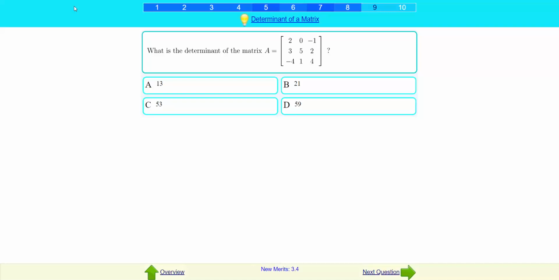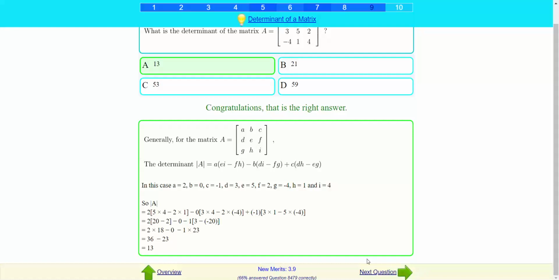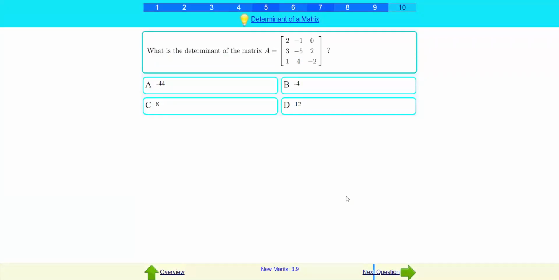Now, so we have 2 multiplied by 18, then we have minus 23. So 18, if we multiply, that's 2, 16, 36, minus 23, 13. So nice, I think we've got the hang of it, so let's do the last one. So we have 2, minus 1, and 0, then we have 3, minus 5, and 2.